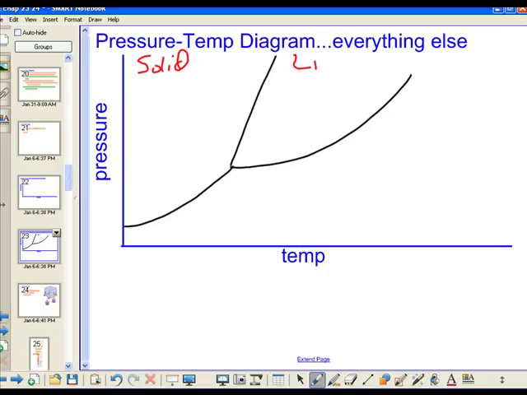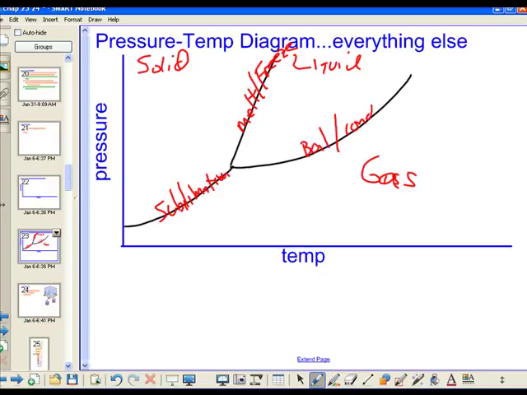If it was in this region, it's going to be a liquid. Here is a gas. The lines represent phase change. These are the phase change points, so you actually have both phases together. When you're on the line, like here, you're going to have the solid and liquid. This is our melt and freeze line. Here is sublimation. Boil, condense. So this line here, you're going to melt and freeze.